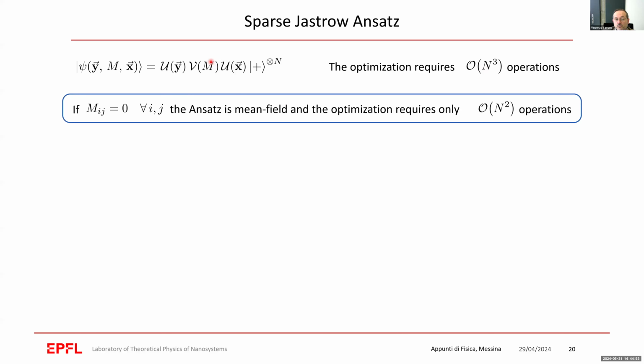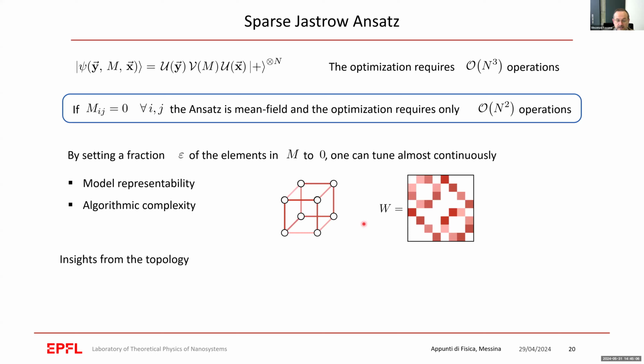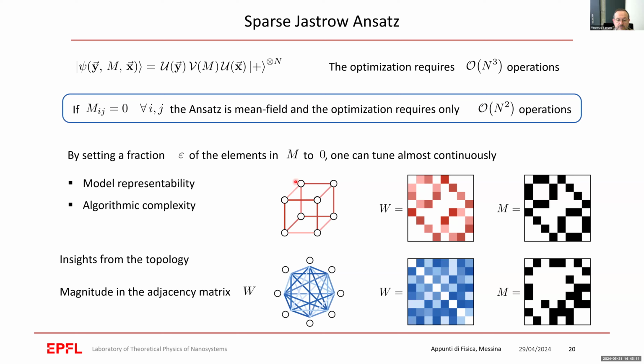And now you can choose to make some of these parameters 0 and some not. And so essentially you can tune the complexity from n squared to n cubed together with the quality of your optimization. For example, you can do two things. First of all, you can have optimization problems where the interactions are only local. In this case, you may want to have the parameters non-zero only for the pairs of spins that are actually interacting.